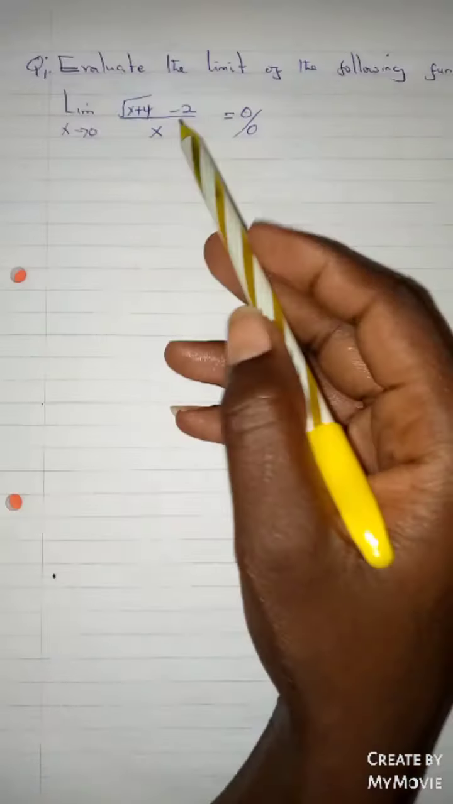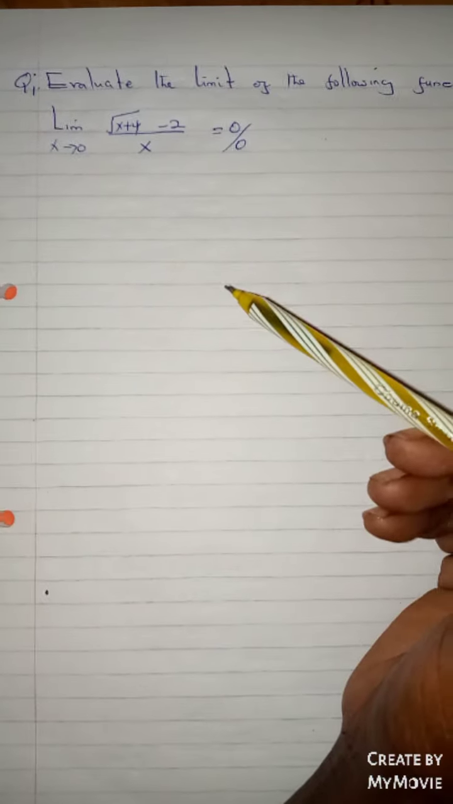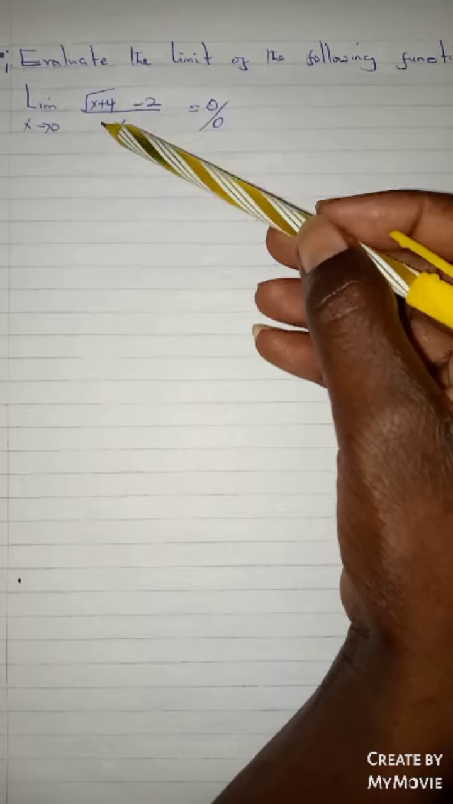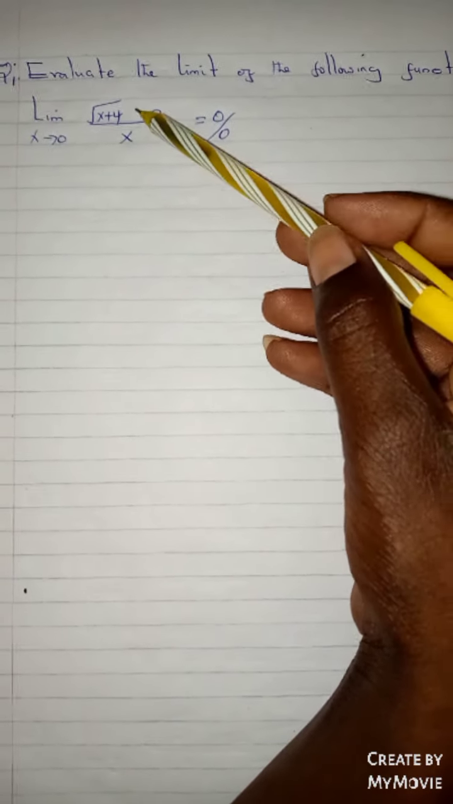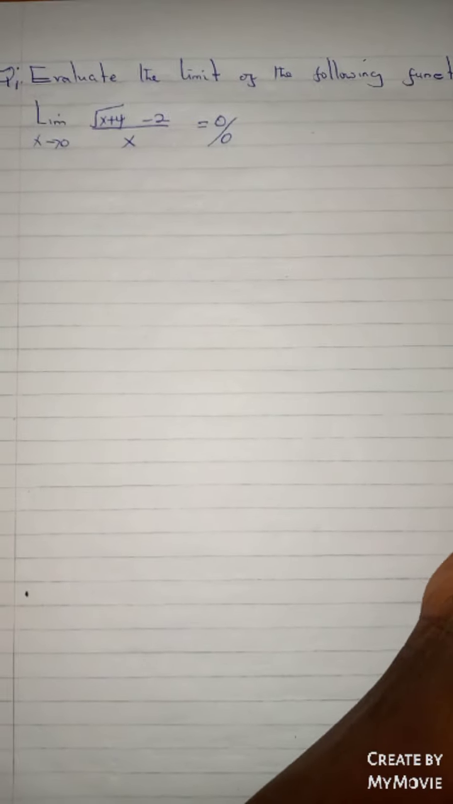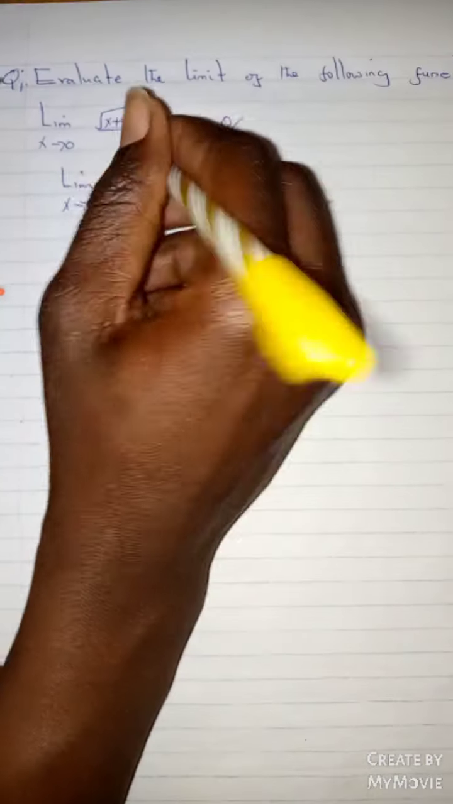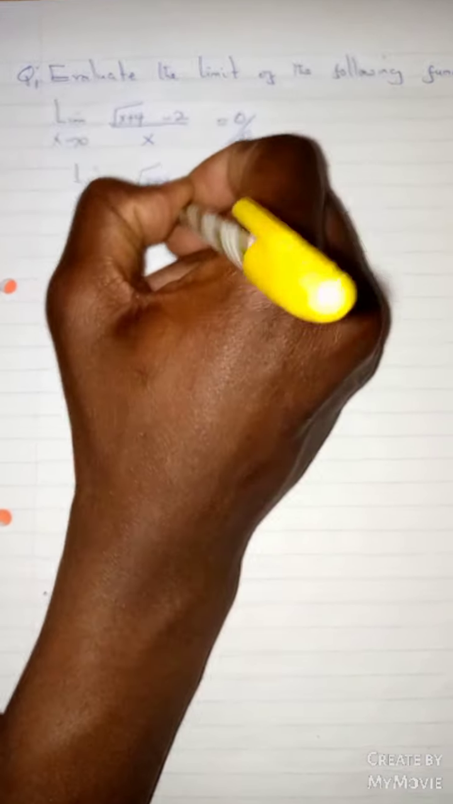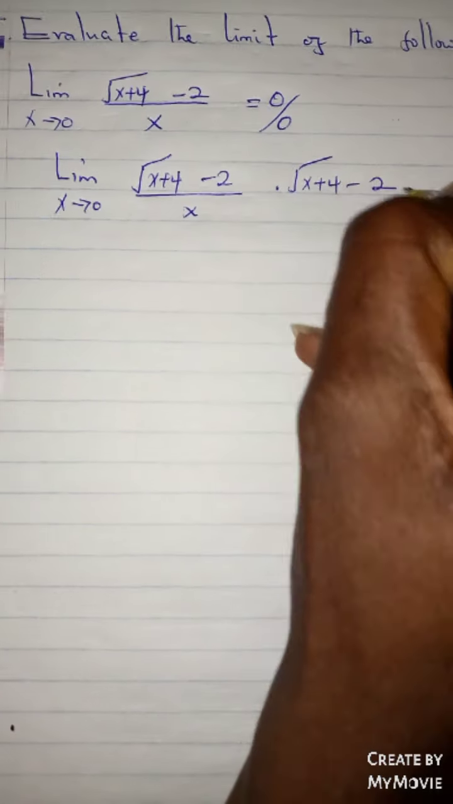There is a root here, then there is a minus 2 over x. The best method to eliminate the root is to apply a rationalization technique. So let us work it out. The limit as x approaches 0 of the root of x plus 4 minus 2, over x. We multiply by its conjugate, that is the root of x plus 4 plus 2.